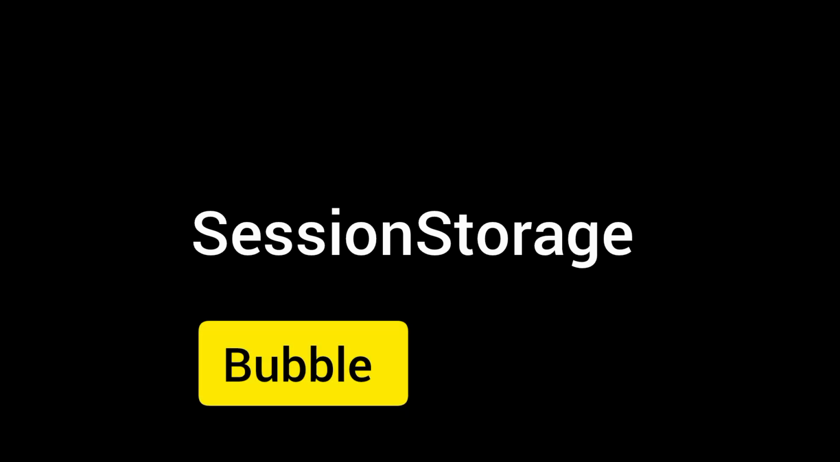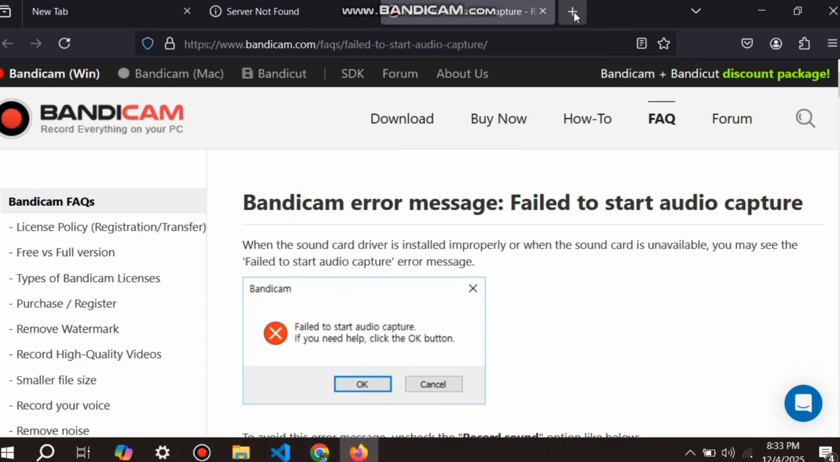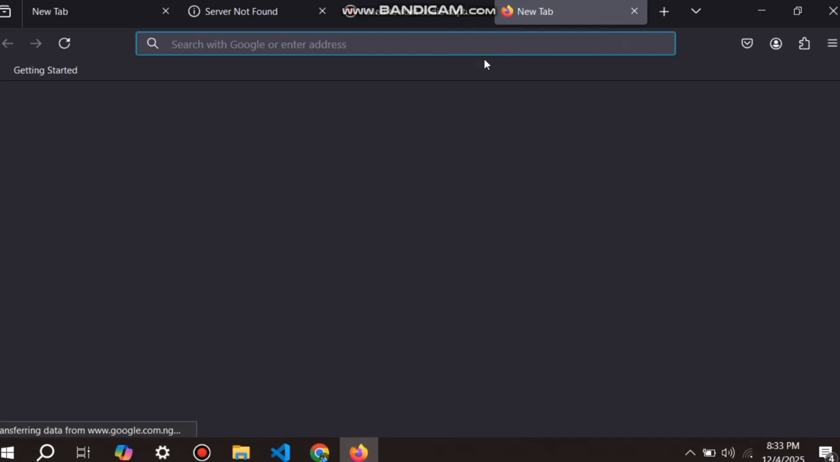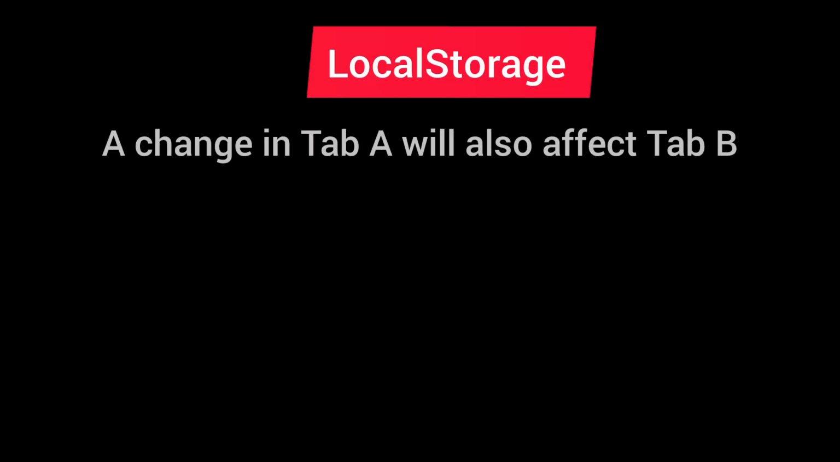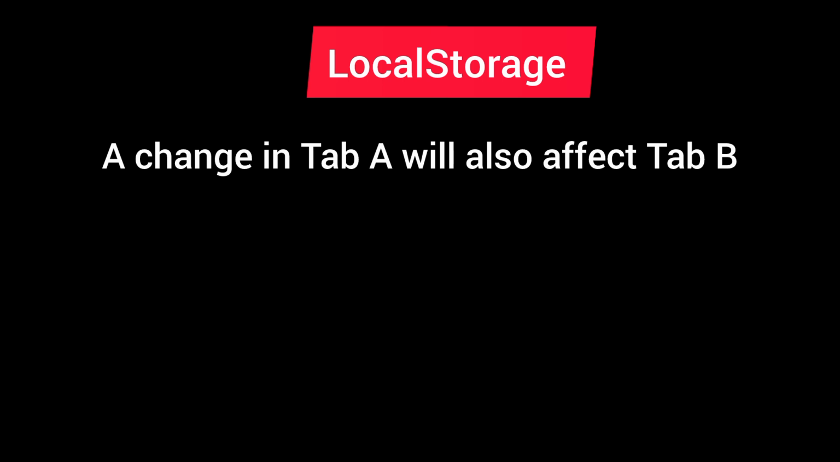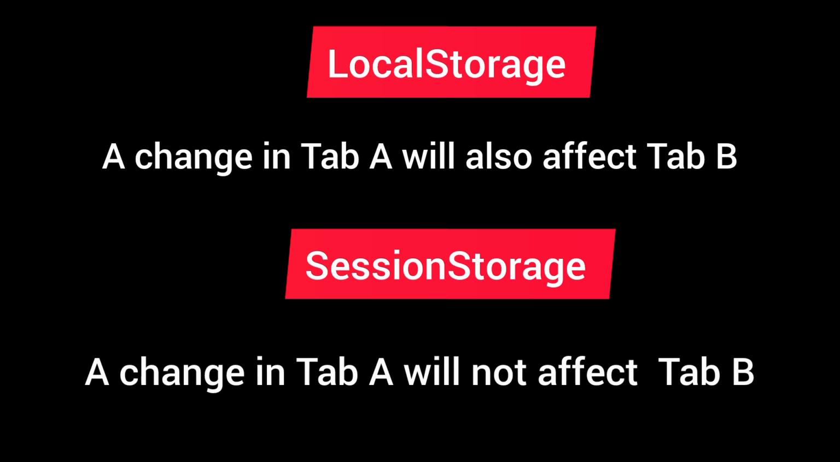Let's look at the word bubble as a tab. If you store data in a single tab and you open a new tab, that tab is going to have its own private bubble, meaning private data. So data of a single tab will not be shared to another tab when you store data using session storage. Look at the idea this way. In local storage, a change in tab A will also be visible in tab B. Whereas in session storage, a change in tab A will stay private and tab B will never see it.